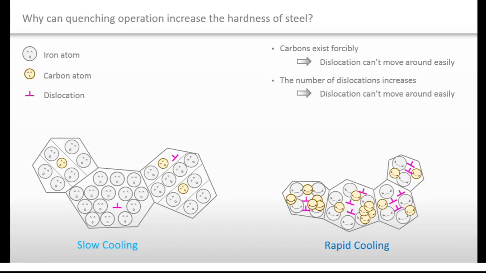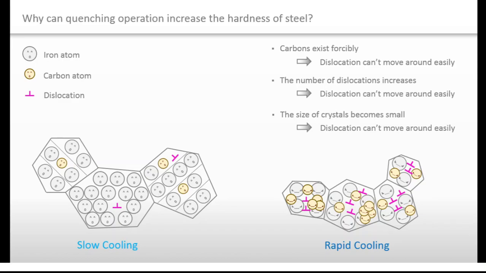The third difference between these is that these crystals become smaller than these, because, again, it doesn't have enough time for the crystals to grow up. So the number of the crystal boundaries increases, and then the dislocations become difficult to move around through crystal boundaries.